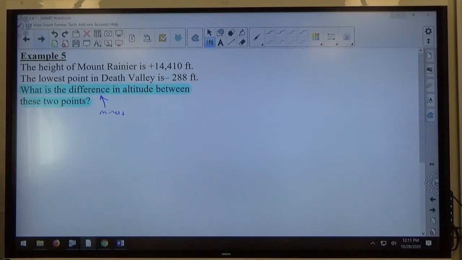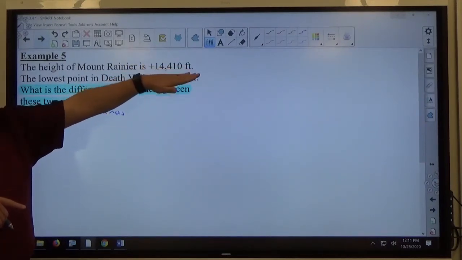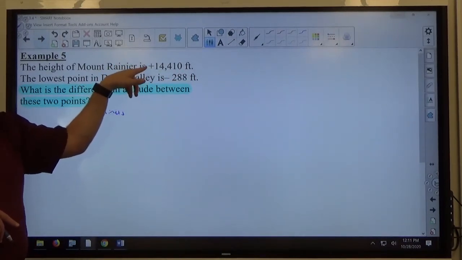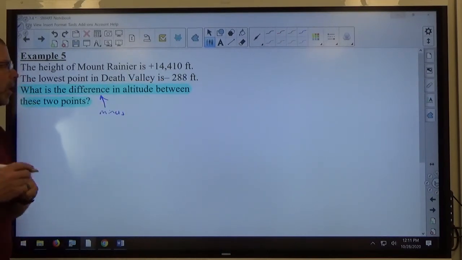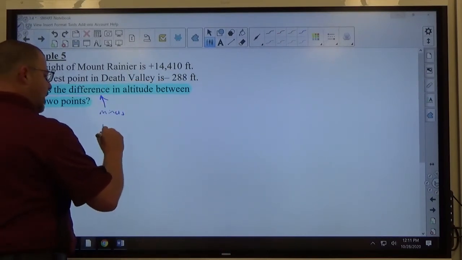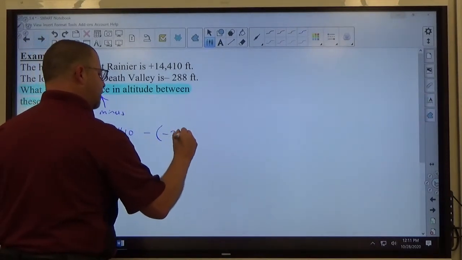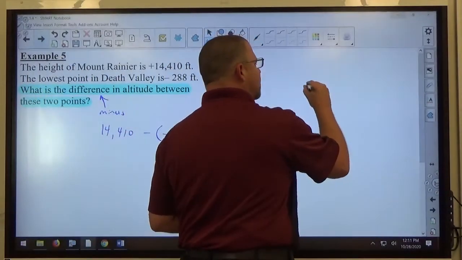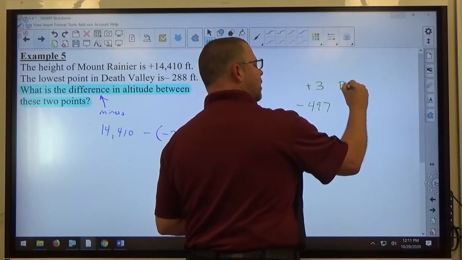And not because 14,410 is bigger than 288, but because positive anything is bigger than negative anything. So it doesn't matter about the numbers as much as the signs. The positive number is always bigger than the negative number. So if I'm going to subtract the bigger minus the smaller, I'm going to take the positive 14,410 and subtract the smaller, negative 288.